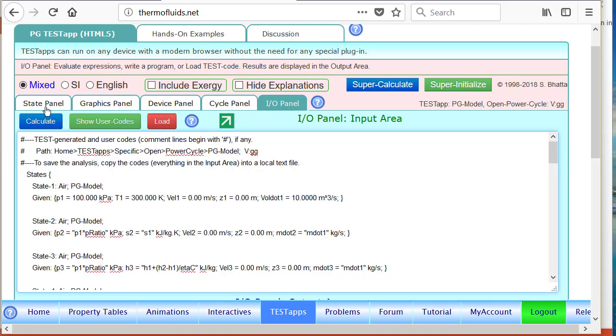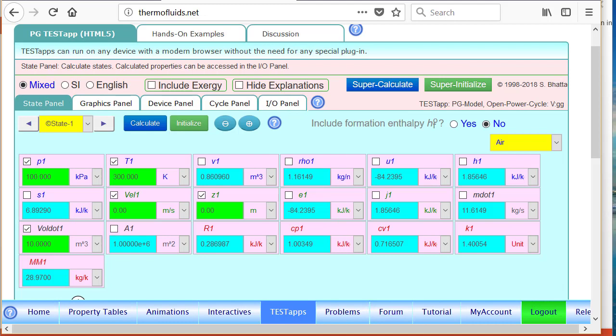Okay, so now let's start as if we are starting from scratch. Let's see how we would proceed if we started from a blank test step. Of course, we first evaluate all the states. State 1 is our inlet state, and as you can see, pressure is supplied, temperature is supplied, and volume flow rate is supplied. State 1 is fully calculated.